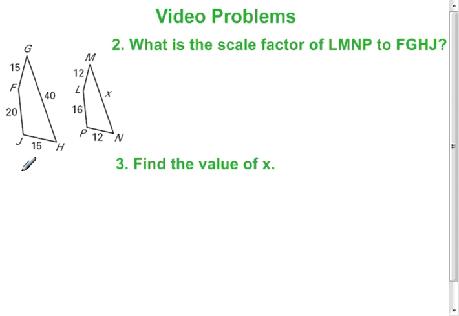Here's your next set of video problems. Remember, scale factor of LMNP to FGHJ, the order matters. Okay, and use that scale factor to find the value of x. And you can assume here that JFGH is similar to PLMN. Okay, you can assume that these two shapes are similar.